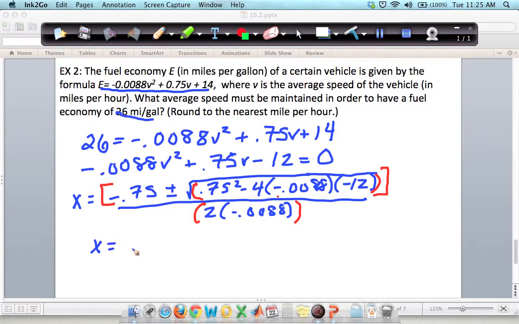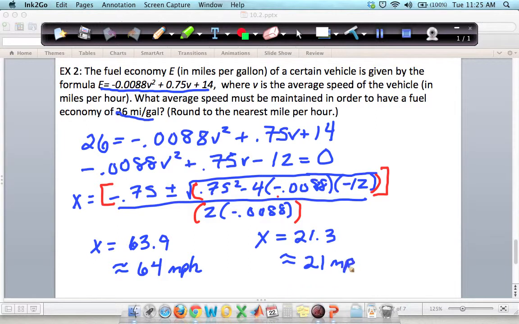So when you solve, you should get, I'm going to round to one decimal place to start, so 63.9 and 21.3. So it did say round to the nearest mile per hour because we don't usually talk about a decimal with our speed. So it's approximately 64 miles per hour. You'll get fuel economy of 26 miles per gallon, and then approximately 21 miles per hour. So both of these speeds will give you that fuel economy that you want.